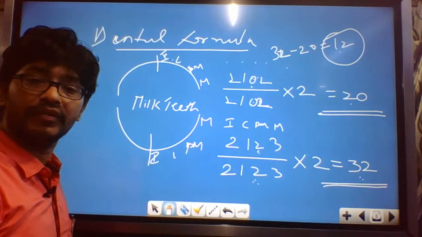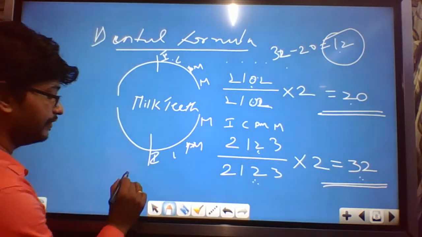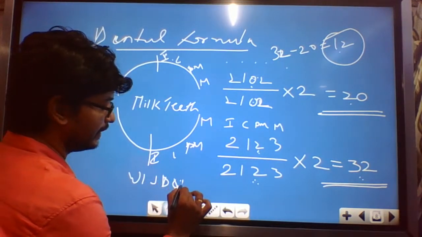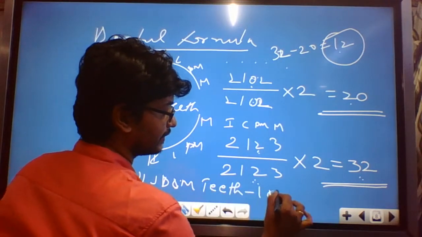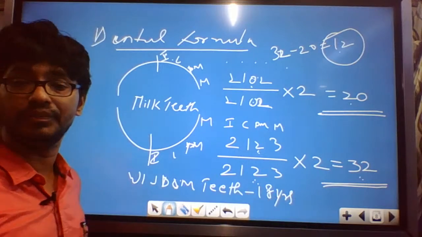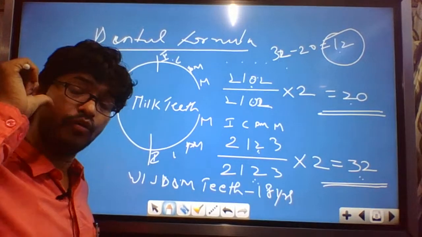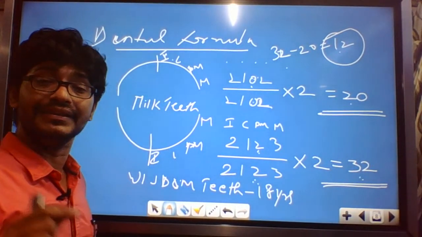And after 18 years, the last molar comes and grows newly. We call it wisdom teeth. You know this. So wisdom teeth usually grow at the age of 17 or 18 years. An extra, last molar comes, and some of you may have seen it in your mouth, like a new tooth growing. That is actually called wisdom teeth.